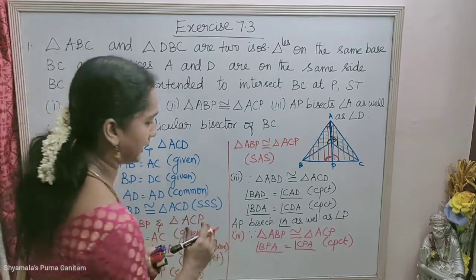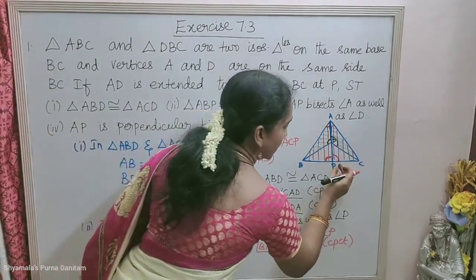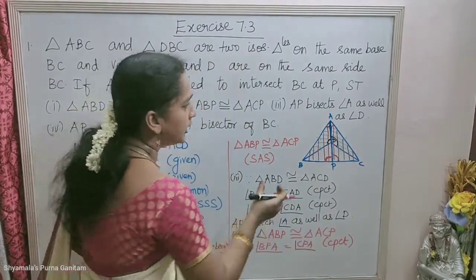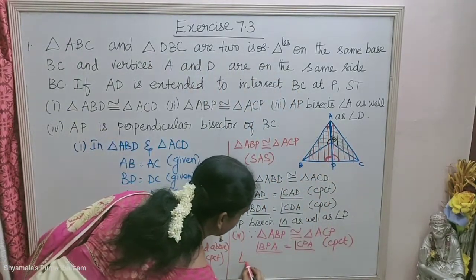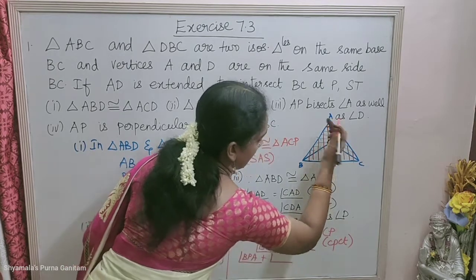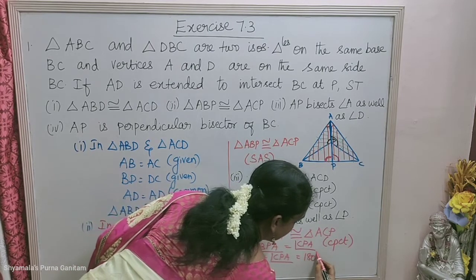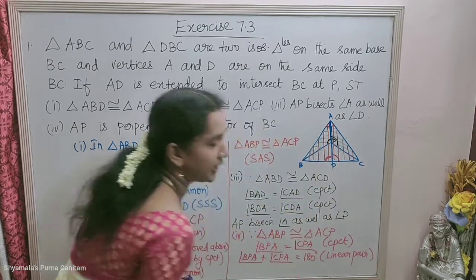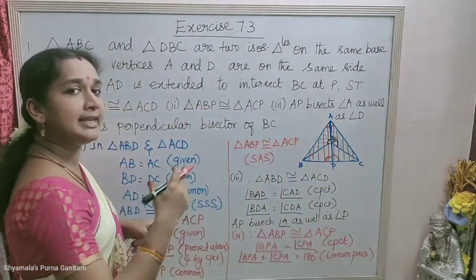We can give the answer for that like that. Since these two are equal, these two angles are on the line BC. If you add these two angles, you get a linear pair. That is angle BPA plus angle APC, or CPA, is equal to 180 degrees. That is a linear pair. If you add both, you get 180 degrees, because they are on the line segment BC.